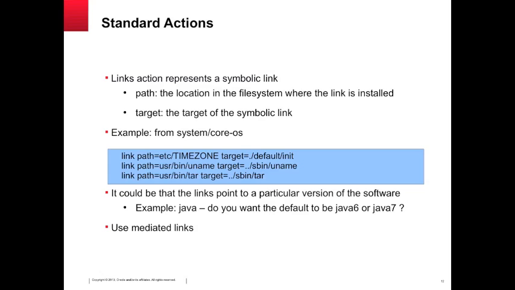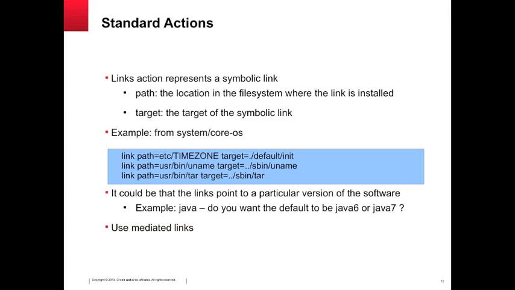Okay, so we have directories, files, links. So we have hard links, soft links. Link, we basically say what the binary is and where the target is. So in this particular case, we have the link path, which is etc/TIMEZONE, and actually the real target is default init. Very simple, the same with hard links. Hard links are exactly the same, except it says hard link at the beginning.